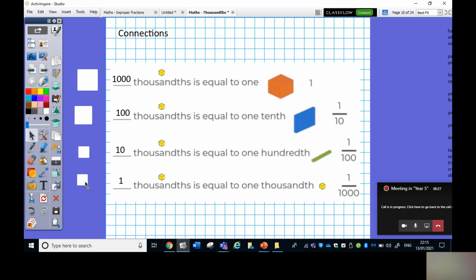How many thousandths are needed to create the large cube? The blue flat, the stick, the small cube. Look at the fractions and how we've recorded them. It's really important to understand the connections between the Deans and the large cube, the flat blue, the stick, and the small cube.